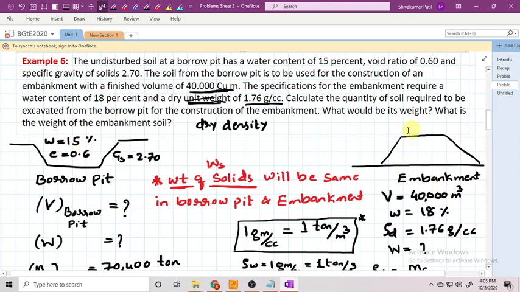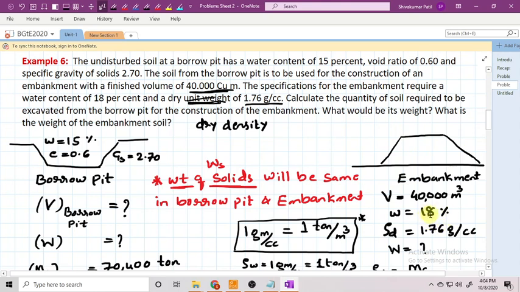Okay, but while building the embankment the water content is 18%. So whatever difference there is in the total weight of your borrow pit and the total weight of your embankment is coming from the increased water content in the embankment. That's why the weight is more here, because you are mixing more water here.